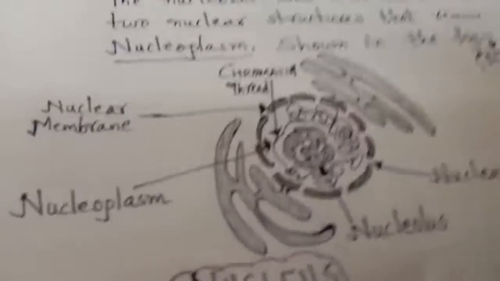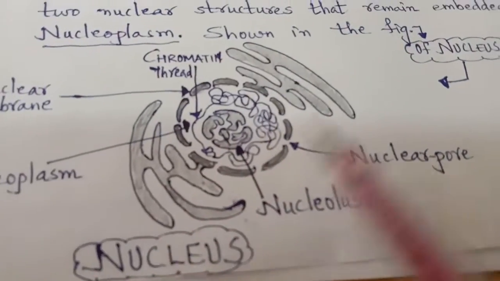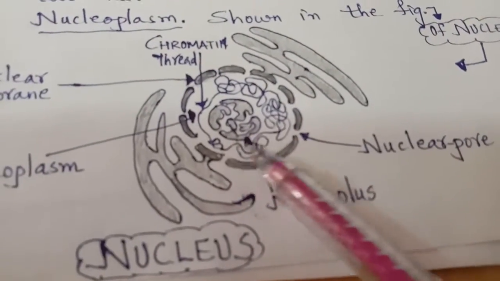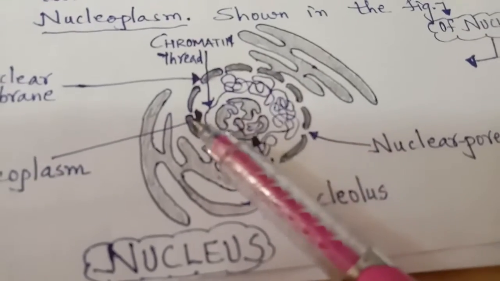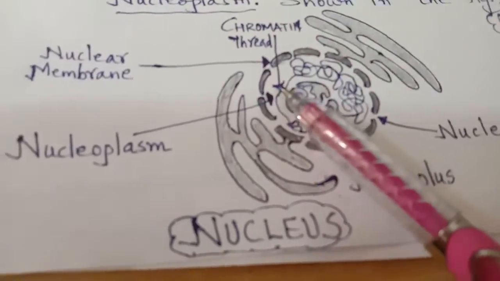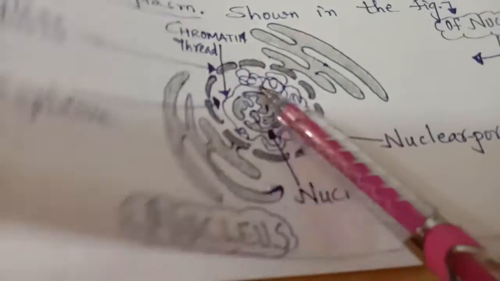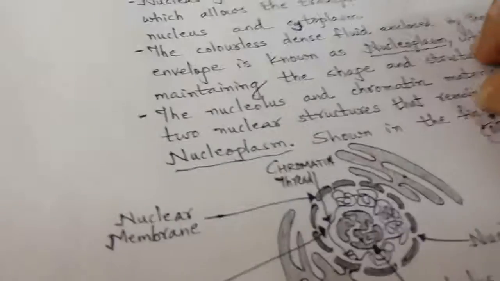See here, I would like to show you the diagram. You can see here, this is the diagram of the nucleus. This within is the nucleolus. This unshaded portion is the nucleoplasm, the fluid of the nucleus. This is the chromatin, you can see the thread.